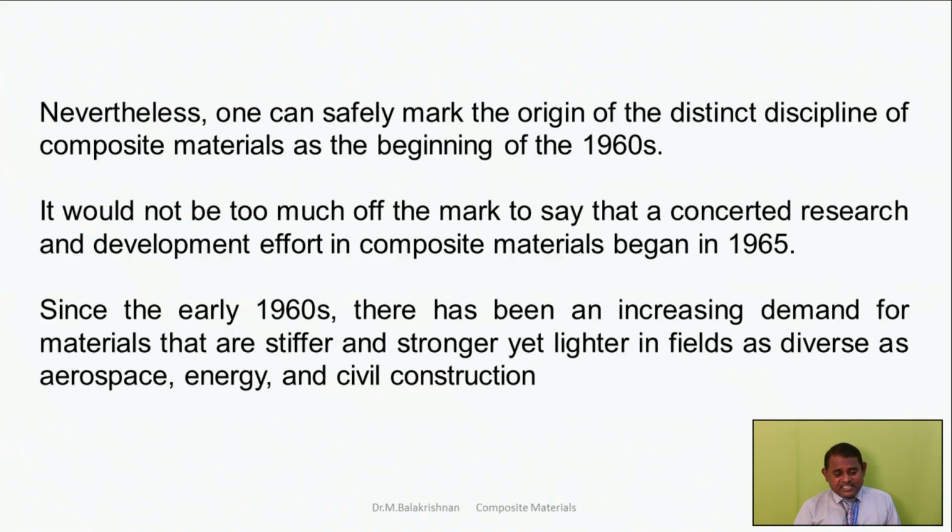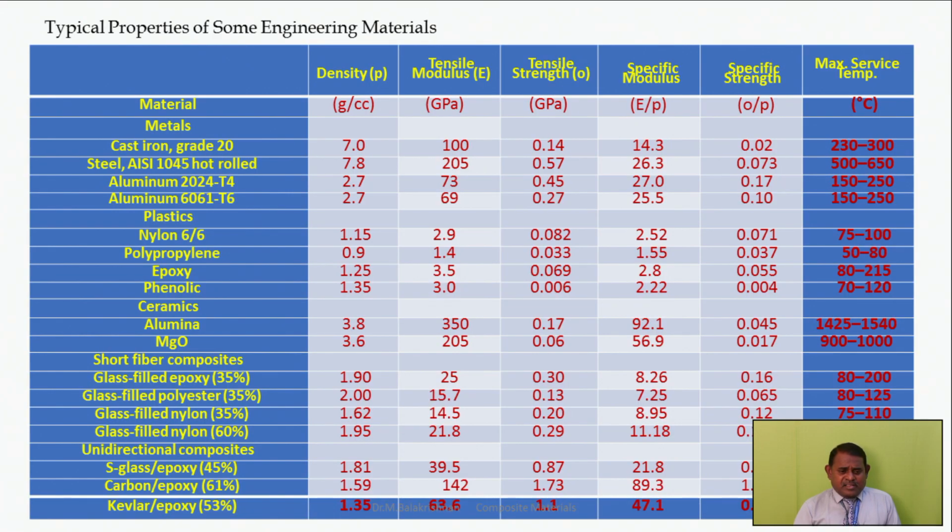Since the early 1960s, there has been an increasing demand for materials that are stiffer and stronger, yet lighter, in fields as diverse as aerospace, energy and civil construction. And as you know, from the materials perspective, we have more than 50,000 engineering materials. Maybe some may not find a real application still, but if you take into consideration the list of engineering materials, it can cross more than 50,000.